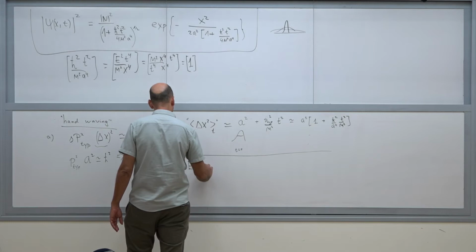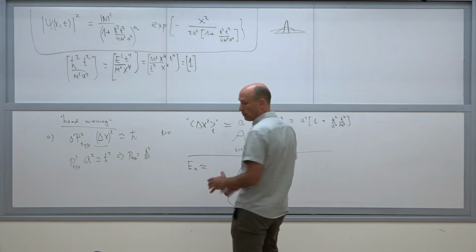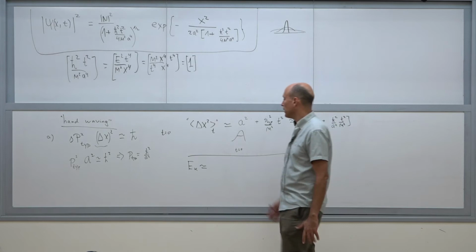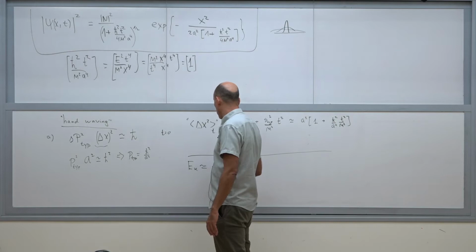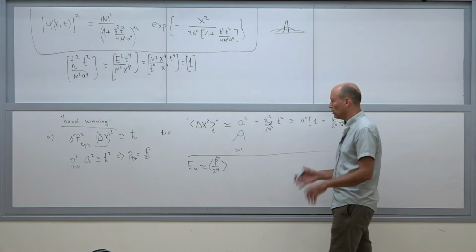Well, you can actually calculate the average kinetic energy. How do you do that? You take P squared and do the calculation. But what is the kinetic energy without doing any calculation? Well, it's P squared over 2m. Then you need to average. The average is with respect to the wave function. That's some integrals. I don't want to do any integral anymore. But what is this roughly?